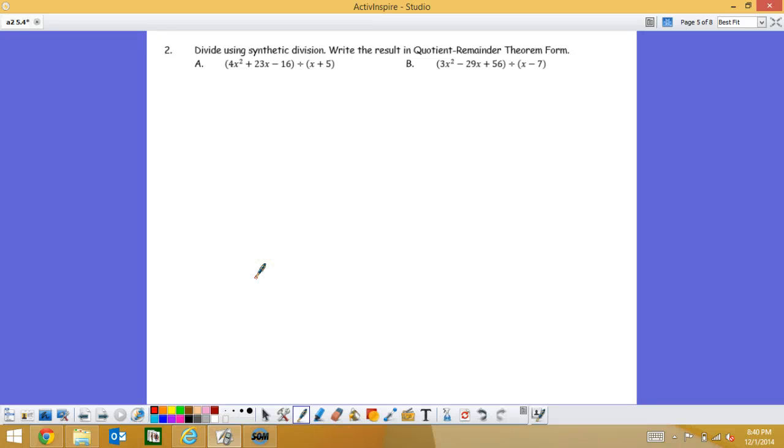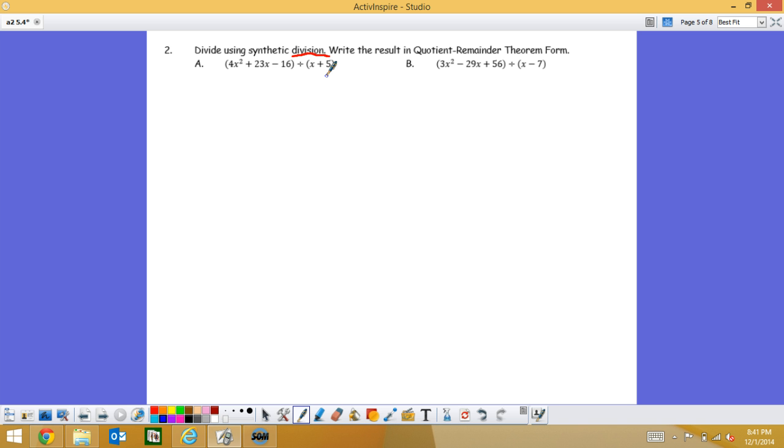So now I'm going to show you a method called synthetic division. And this one will actually be quite a bit easier than the long division. It usually goes a little bit quicker. The only problem with synthetic division is that your divisor has to be a linear polynomial, meaning first degree, and the leading coefficient in that divisor has to be 1 in order to perform synthetic division.